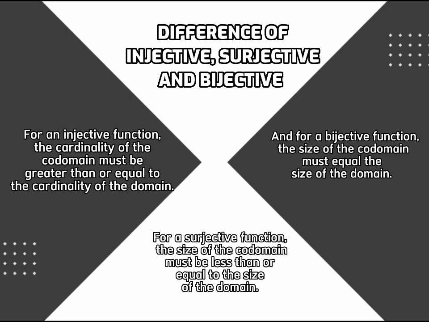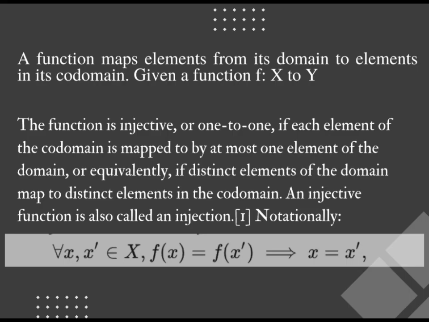Functions can be injections, one-to-one functions, surjections, onto functions, or bijections, both one-to-one and onto. Informally, an injection has each output mapped to by at most one input. A surjection includes the entire possible range in the output, and a bijection has both conditions be true. A function maps elements from its domain to elements in its codomain. Given a function f, X to Y.